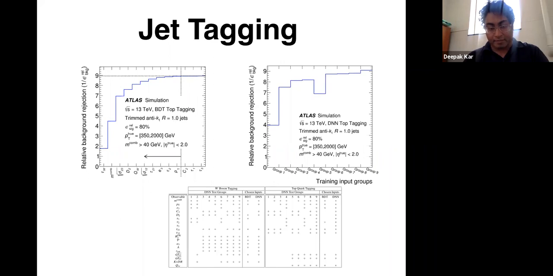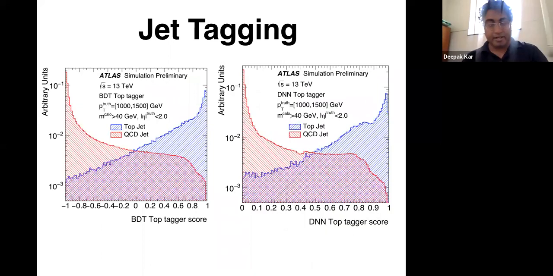If you look at the bottom figure, they picked certain groups of variables and tried to use them in the DNN, and they realized that for certain categories or groupings the network performs better, and then they figured the best performance in each case is actually very similar. So in this case, BDT and DNN behaved very similarly. And then this is the one discriminating variable from BDT and DNN, and you can see they look very similar in terms of the cut between top and QCD background.